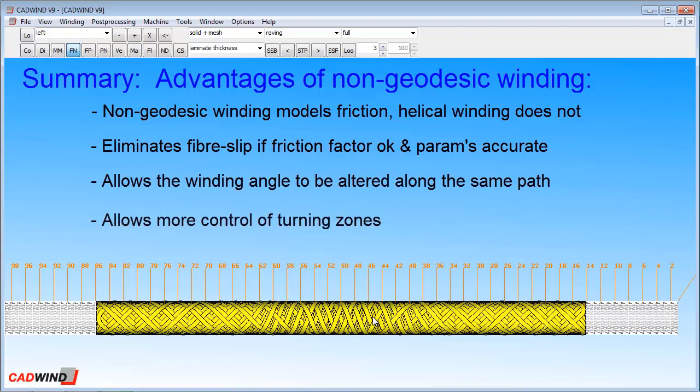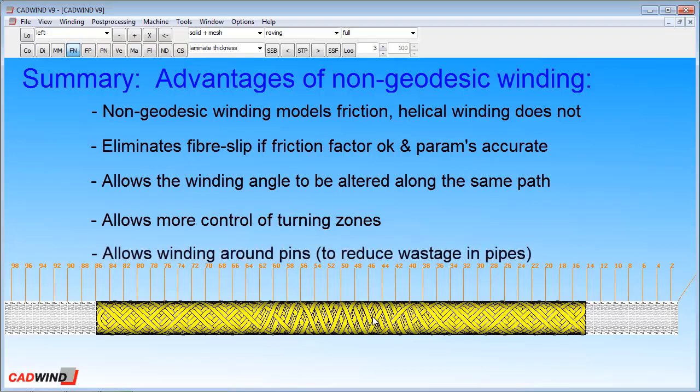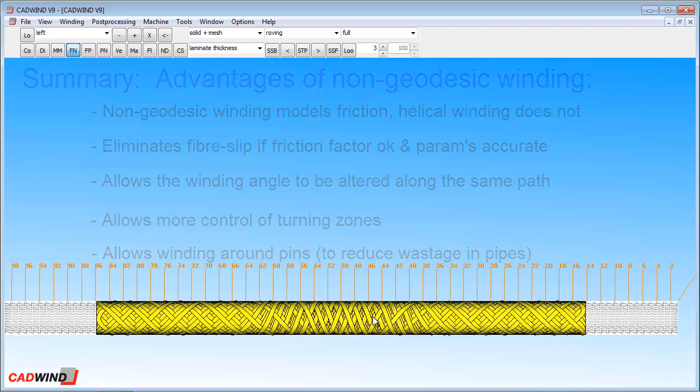It allows more control over fiber turning zones and fiber turning. And it allows the use of pins, which dramatically reduce the turnaround areas, which are basically wasted, cut off and thrown away when winding pipes.